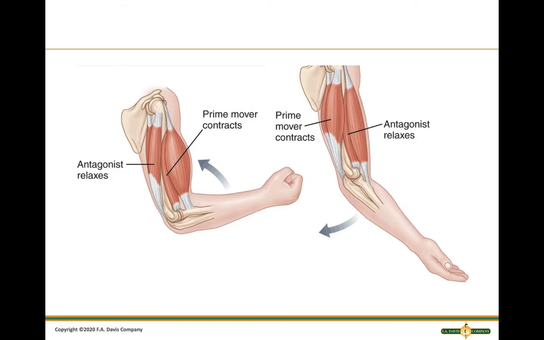And then an antagonist works against the prime mover, and it has to relax in order for that prime mover to do its job. And our muscles are usually arranged in what are called antagonistic pairs. So for example, here you see the biceps brachii will flex the elbow and the triceps brachii will extend the elbow. So during extension, the triceps would be the prime mover and the biceps would be the antagonist. For flexion, it's the opposite.